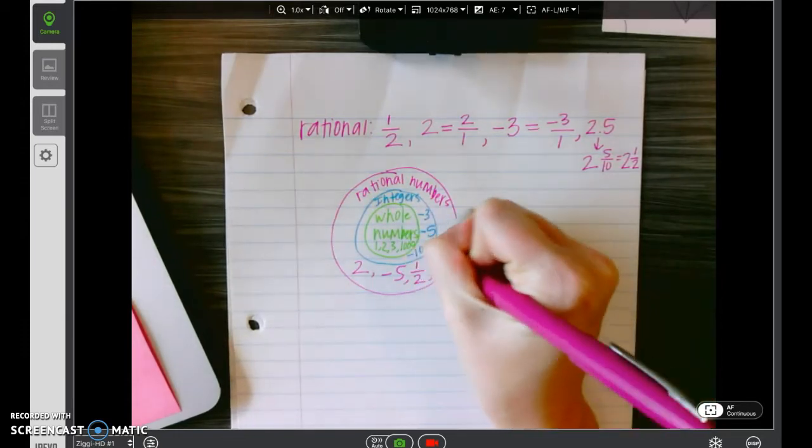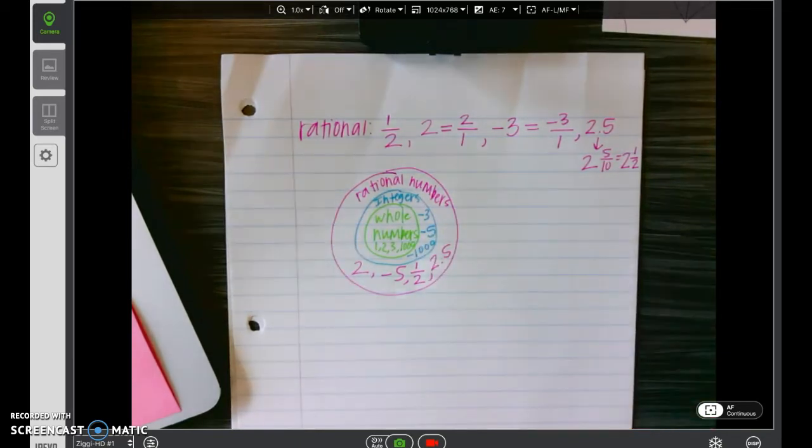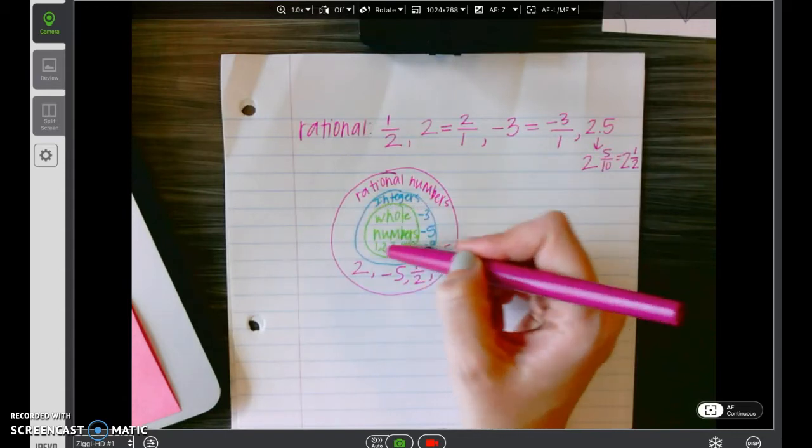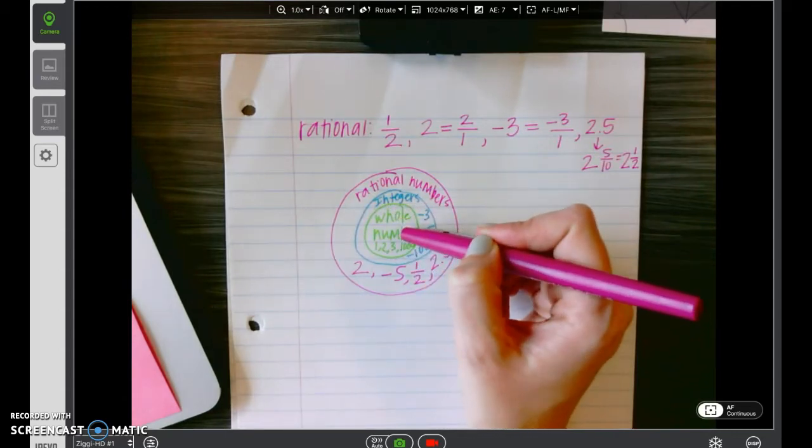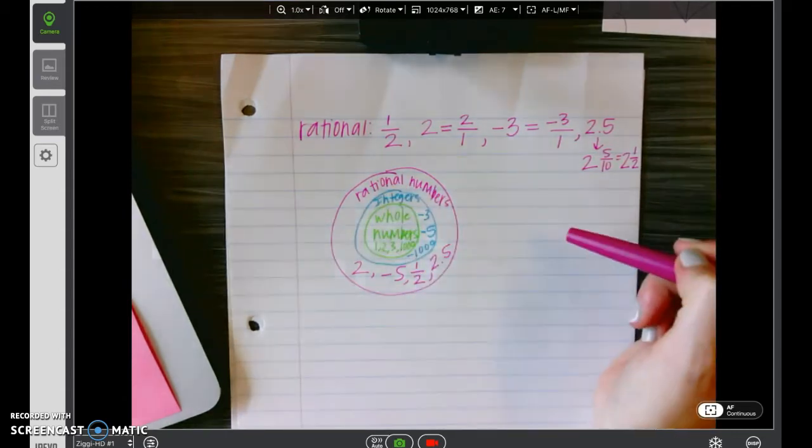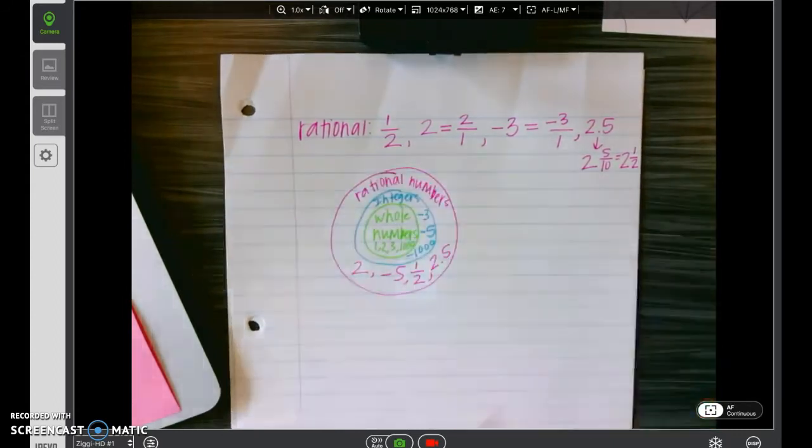We could have a decimal of 2.5, right? The list goes on and on and on. So just keep in your mind that whole numbers is the smallest circle because it has the least amount of numbers. Then integers has a little bit more, and then rational numbers is going to include a lot of numbers.